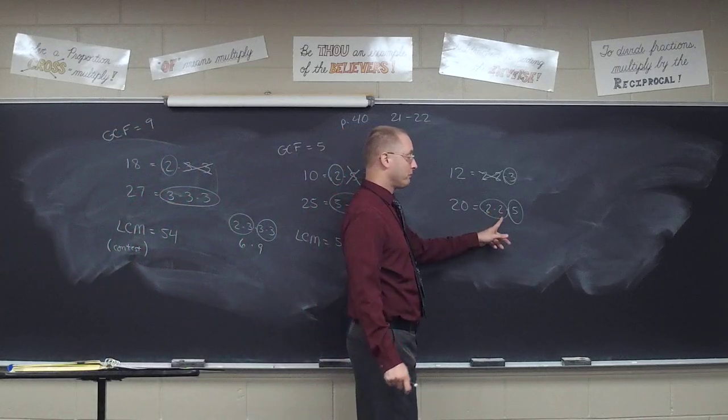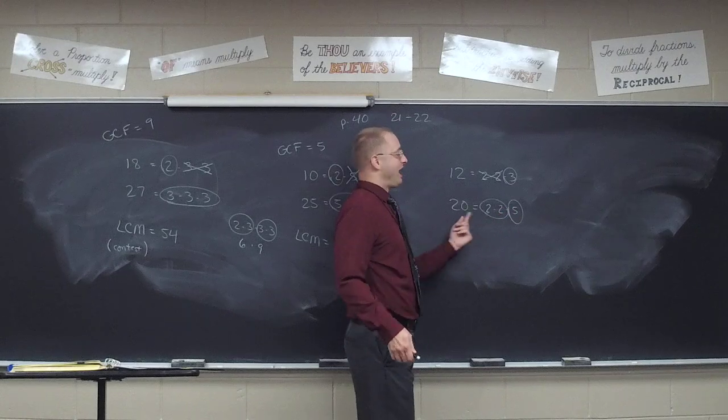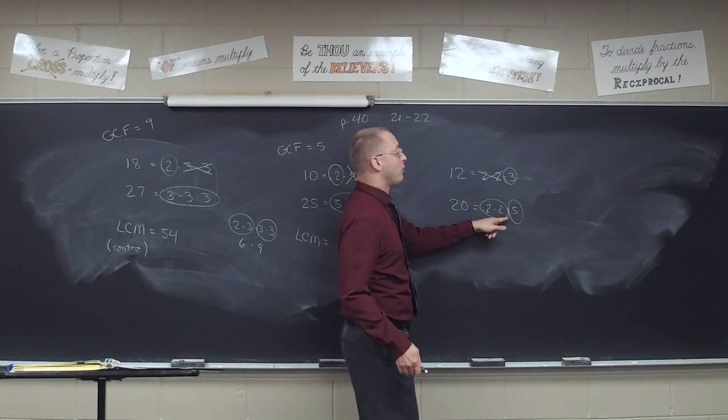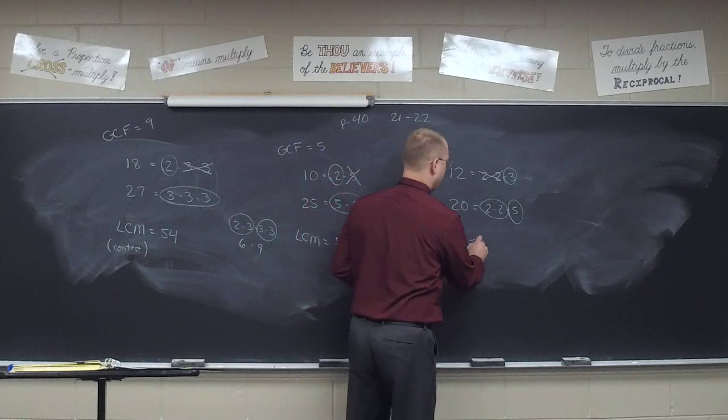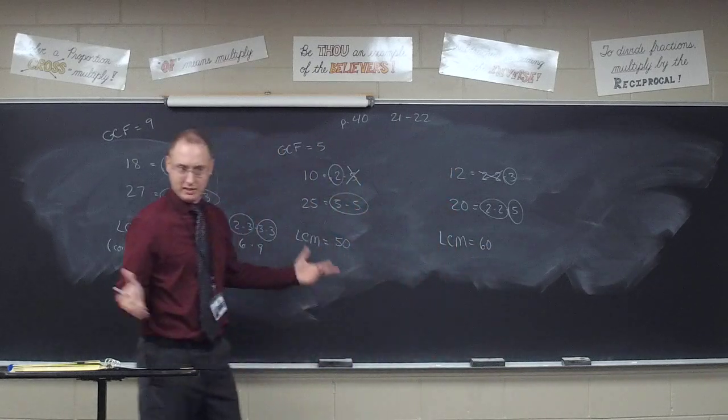2 times 2 is 4, times 5 is 20. Of course that's 20, right? And then 20 times 3 is 60. 3 $20 bills is 60. The LCM is 60. Does that make sense?